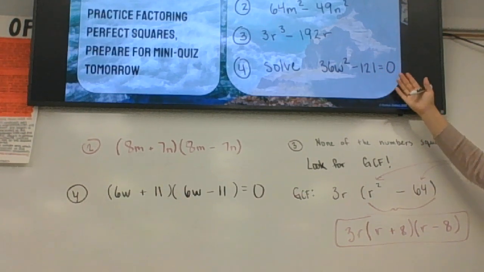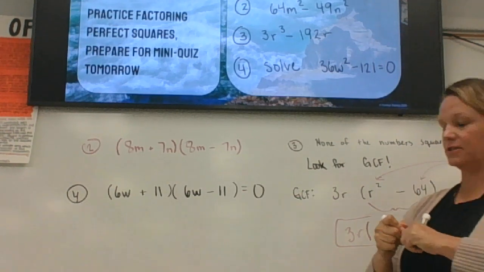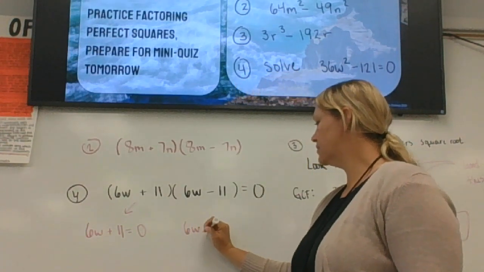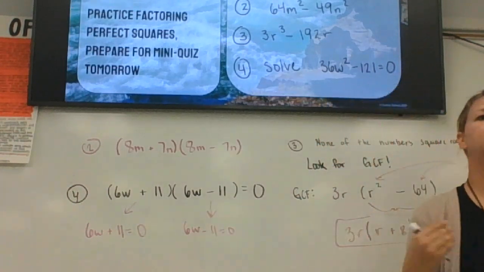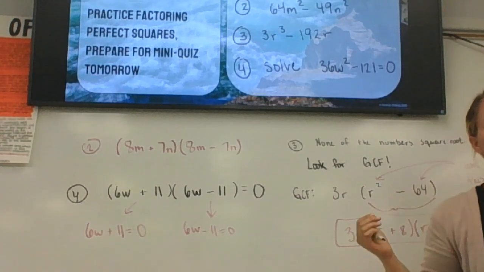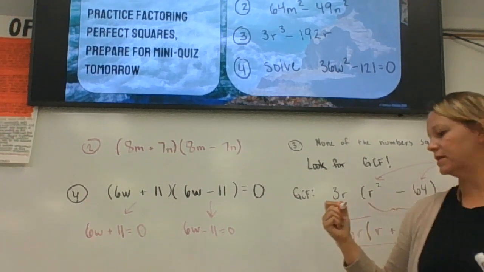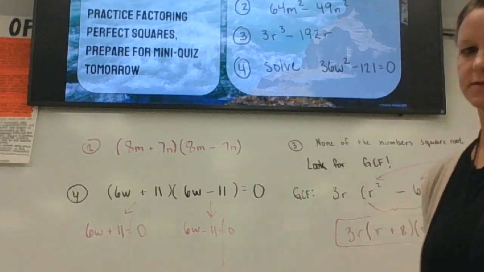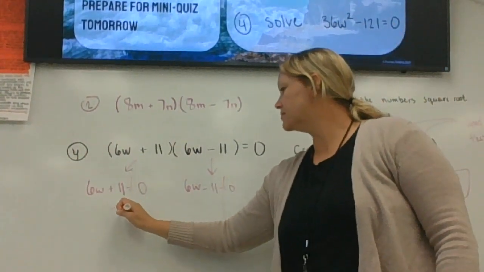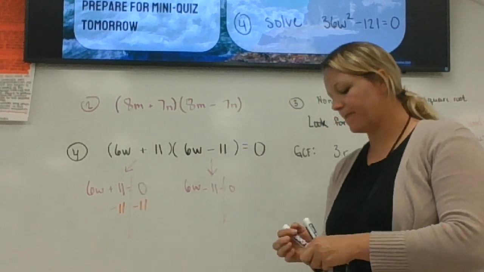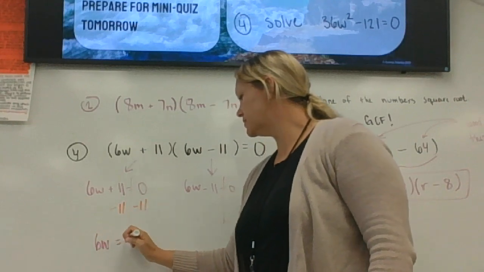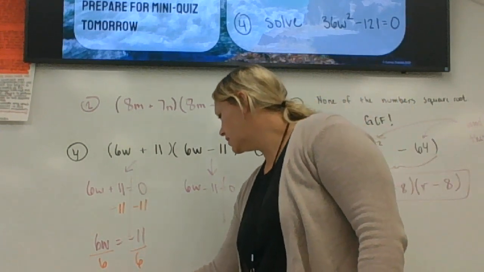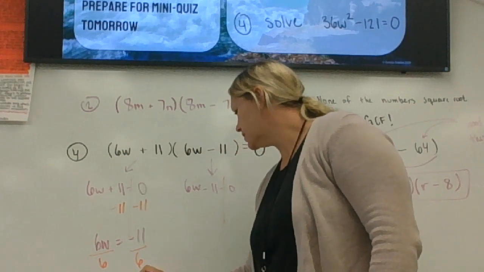This equals zero, so in order to solve, we have to break off. We haven't done this since break, and do two little mini equations. Now that we don't have W squared, that's the whole purpose of factoring. Taking W squared and separating it. Now you can just solve two linear equations. And we like fractions more than decimals on these problems. Subtract 11 from both sides. 6W is negative 11. Divide by 6. W is negative 11 over 6.